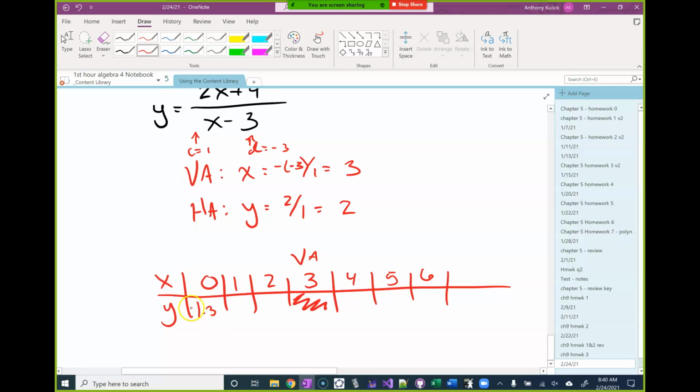And then that one is 8 over negative 1, so that's negative 8. And then that's going to be 12 over 1. And then that's going to be 14 over 2, so that's 7. And then that's going to be 16 over 3, which is 4 and 2/3.